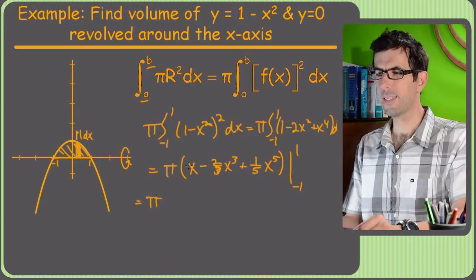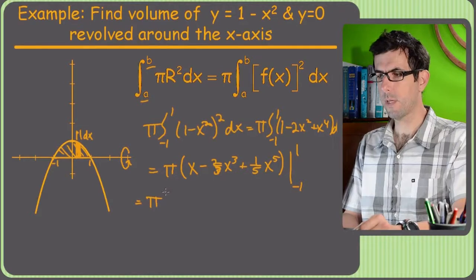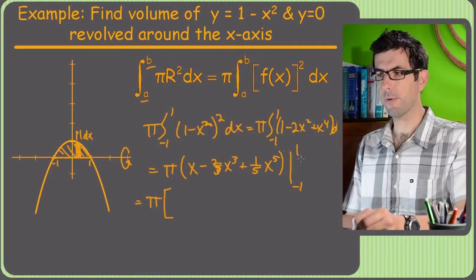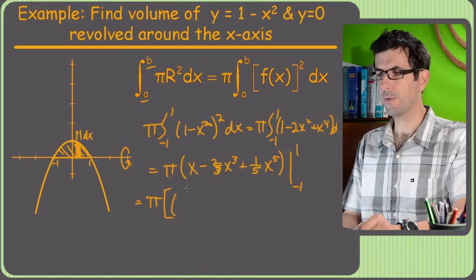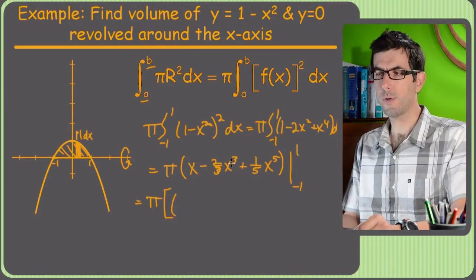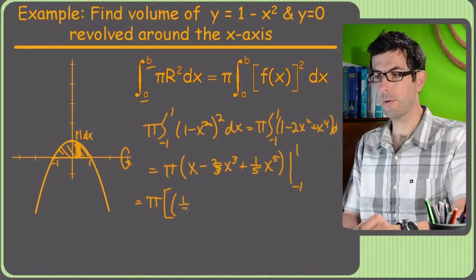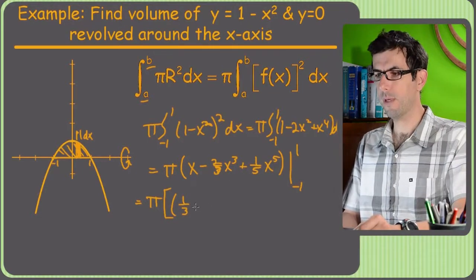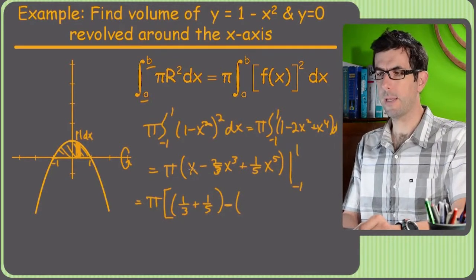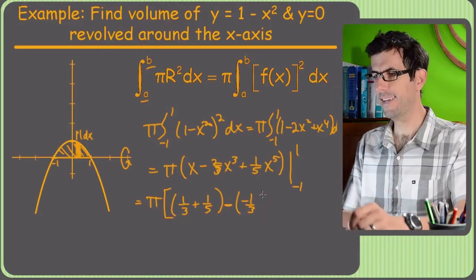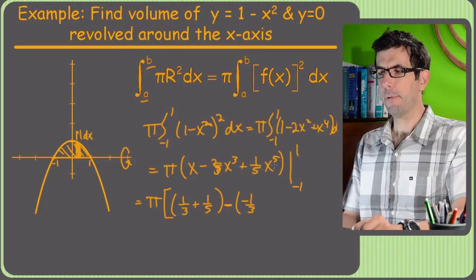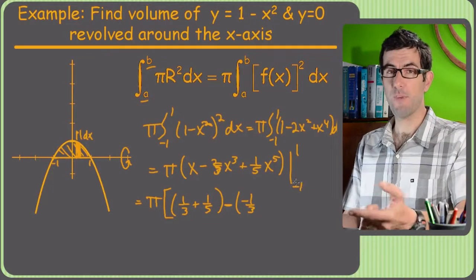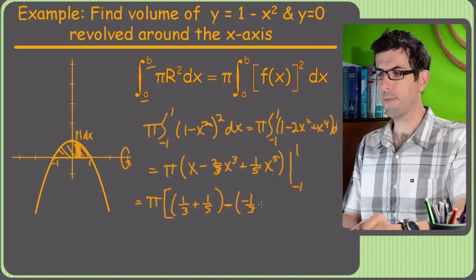Alright, good stuff. So you can see how this is going to get a little bit messy here. So I'm just going to plug in the top limit of integration first in its own set of parentheses. So let's see, 1 minus 2/3 times 1, so 1 minus 2/3 is 1/3, plus 1/5, minus, and then we plug in -1, we get -1 minus -2/3, so that's -1/3. And then plus 1/5, but the -1 to the fifth is -1, so minus 1/5.